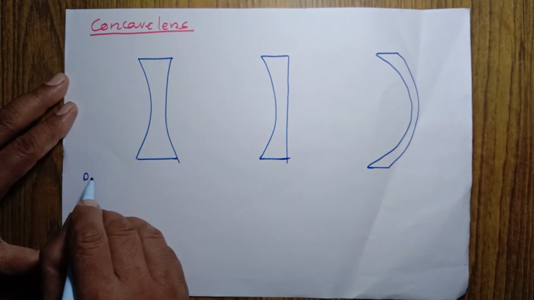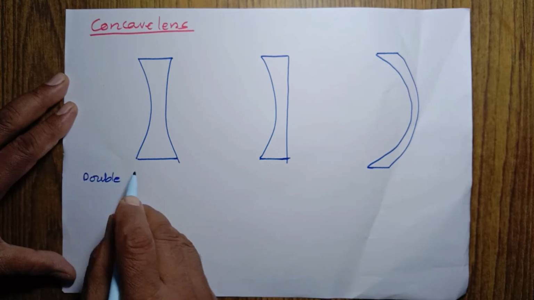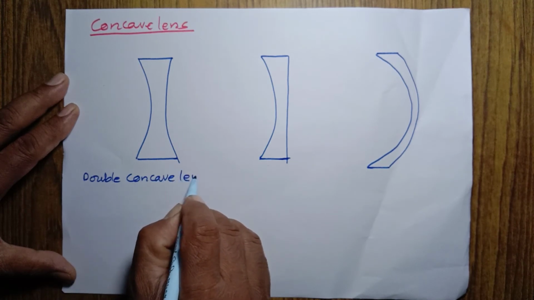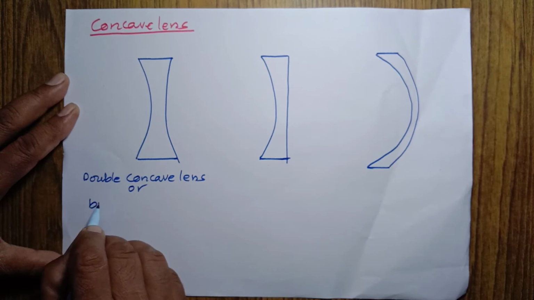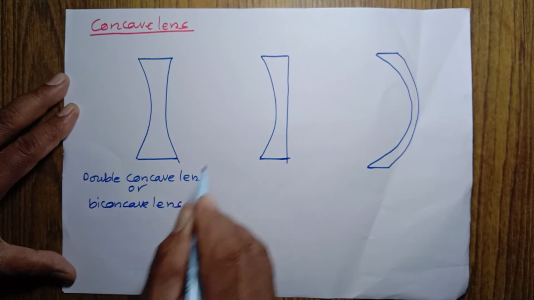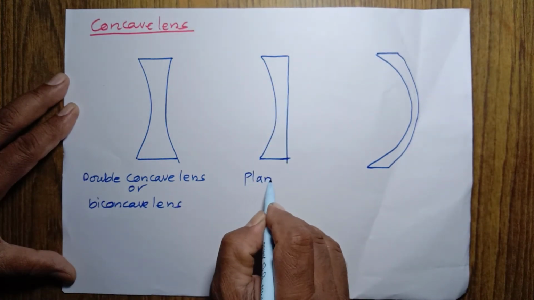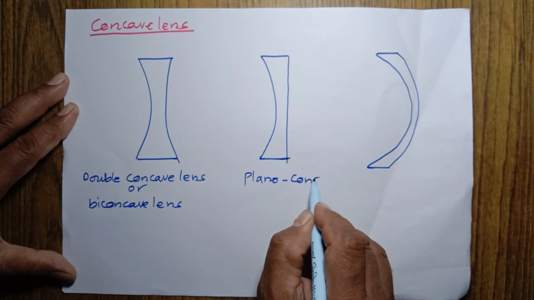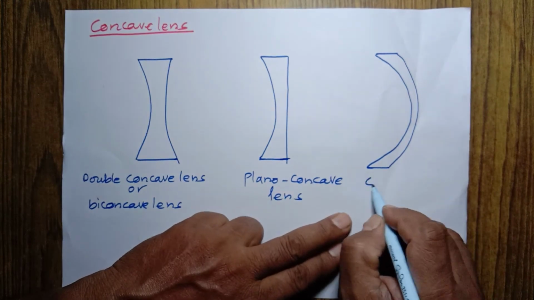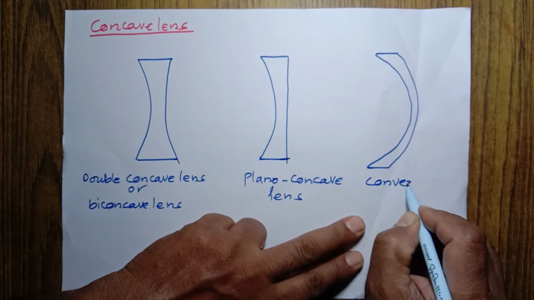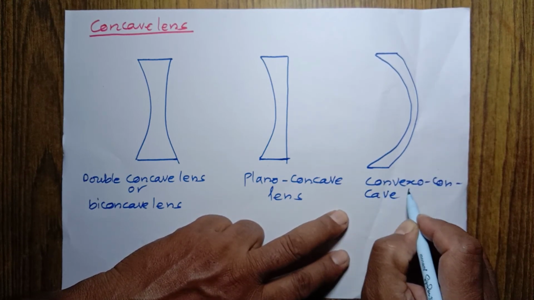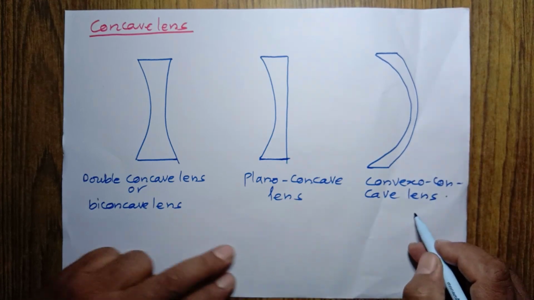This is called double concave lens, or we can say biconcave lens. This is plano-concave, and this is convexo-concave lens. Okay, this was for today.